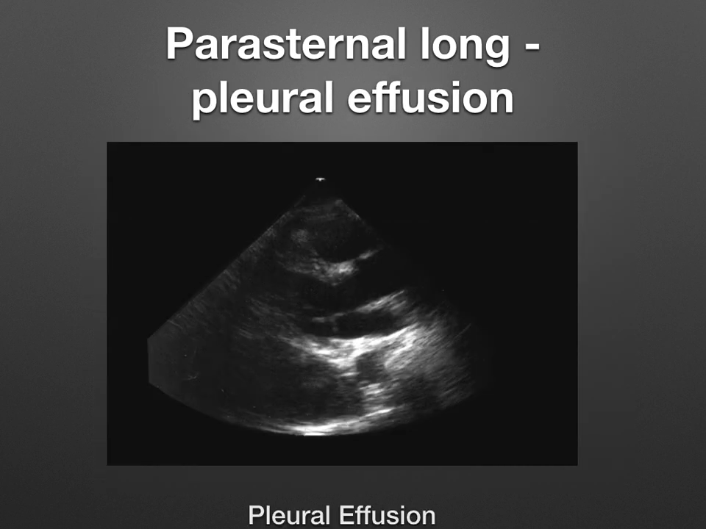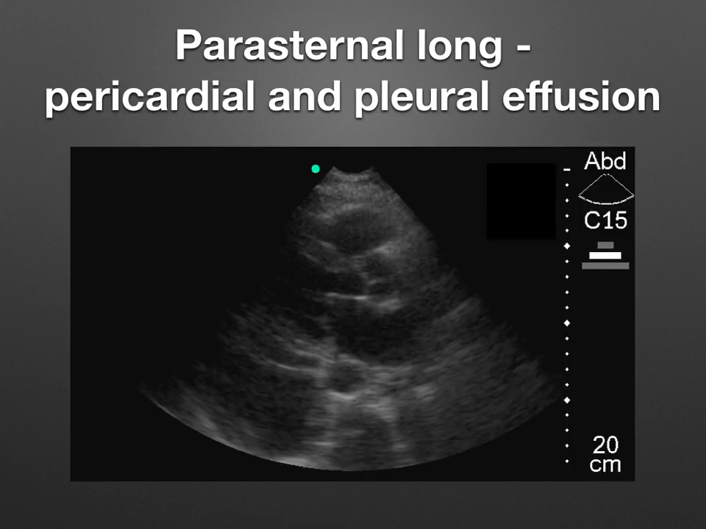You can see here that the effusion runs behind the descending aorta. Here's a view with both the pericardial and a pleural effusion, and you can see the pericardium and the effusion tracking anterior and posterior to the aorta. We're going to run through a few images right now, and I'm going to give you a minute to identify where you think the effusion is.